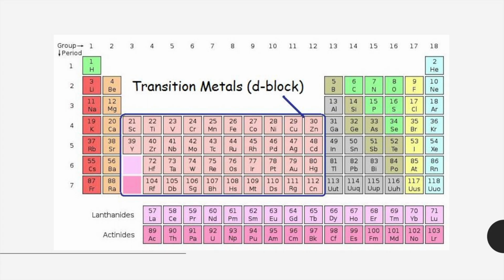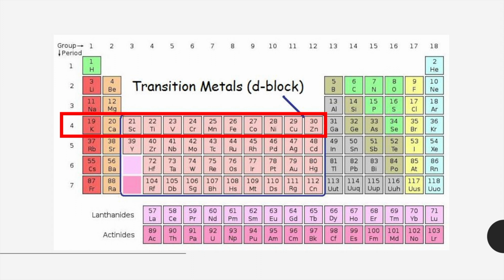Zinc is located in the d-block of the periodic table, which is called the transition metals, and it is in the same group as cadmium, mercury, and copernicium, which means that these elements have the same chemical properties and they all have 2 electrons in the outer shell. Zinc is in the 4th period, which tells us that it has 4 shells in total.